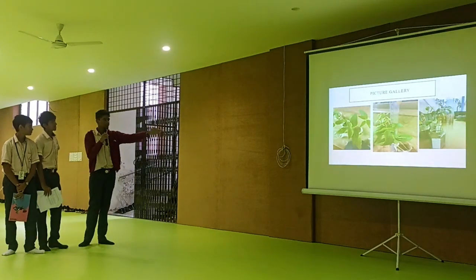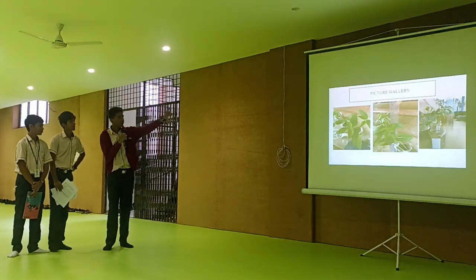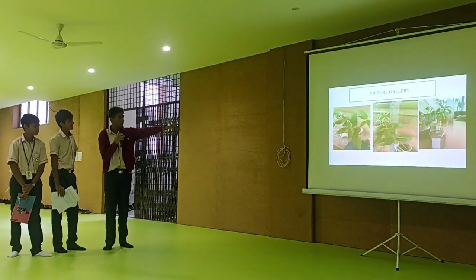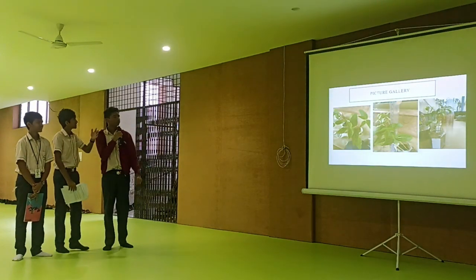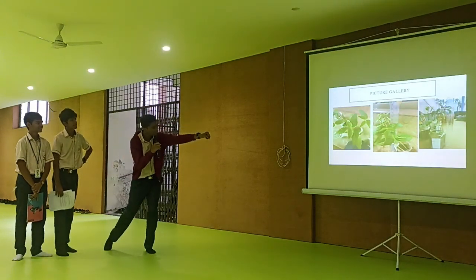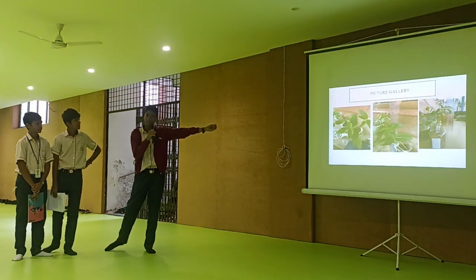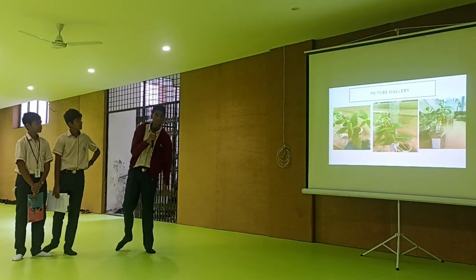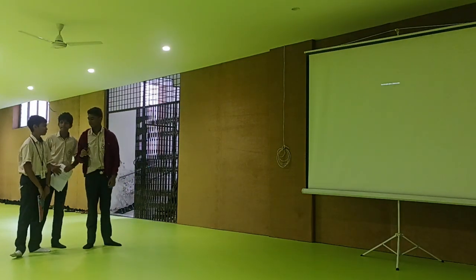This is a picture gallery, where you can see how the plants are growing. The first three are the principal's office. The last is the generator, where you can see how the leaves are developing in comparison to the principal's office. And also in the first picture of the principal's office, you can see the pests and how they eat the leaves. Thank you.